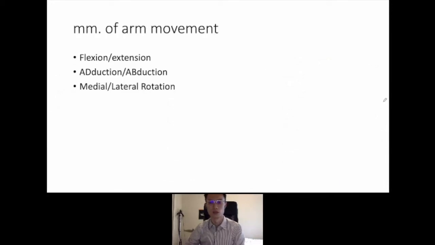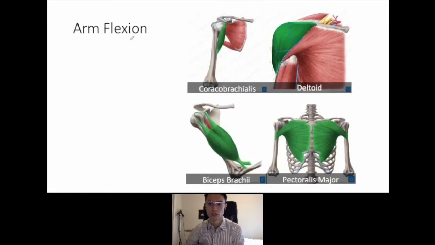Now let's take a look at the arm movements. The arm is able to flex and extend. It can abduct and adduct, and it can also rotate medially or laterally. Arm flexion is a result of the action of this group of muscles: the coracobrachialis, deltoid, biceps brachii, and pectoralis major. When these muscles contract, they decrease the angle between the humerus and the shoulder.